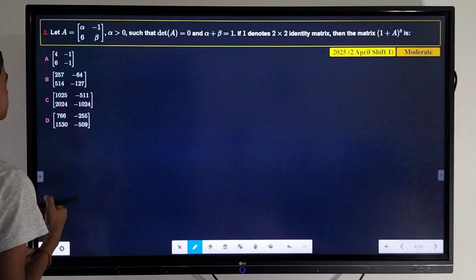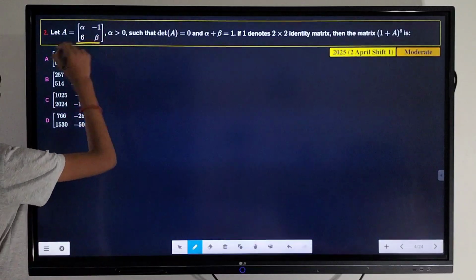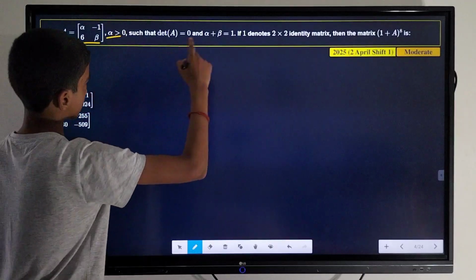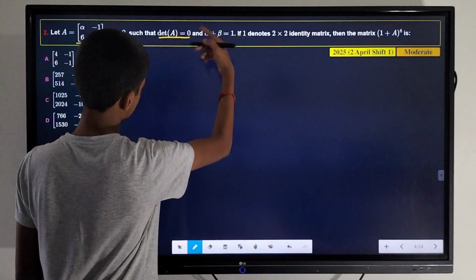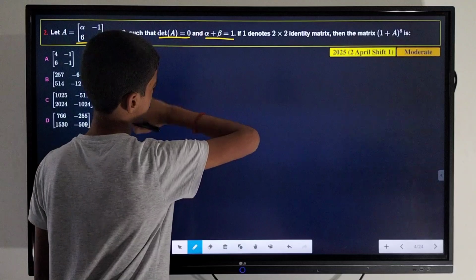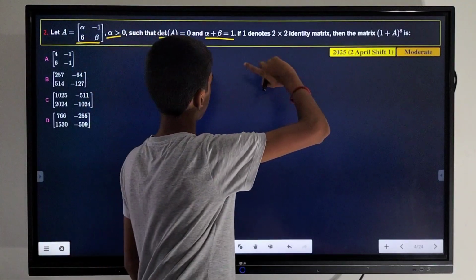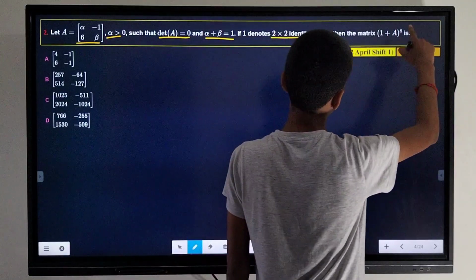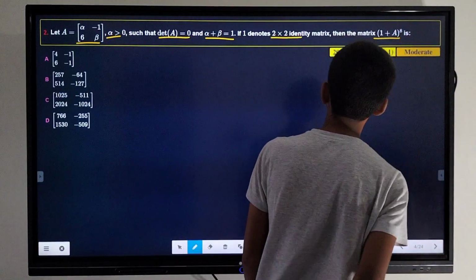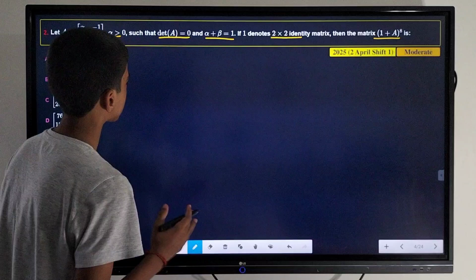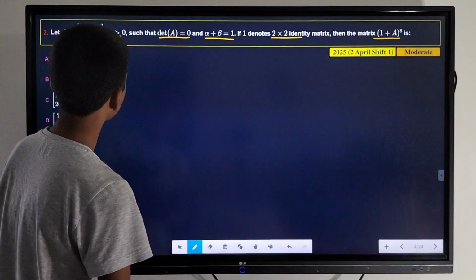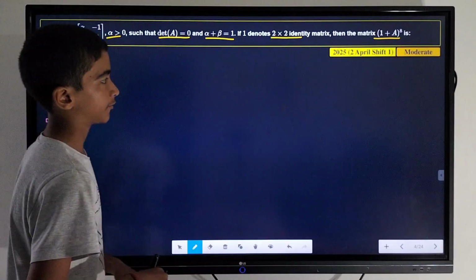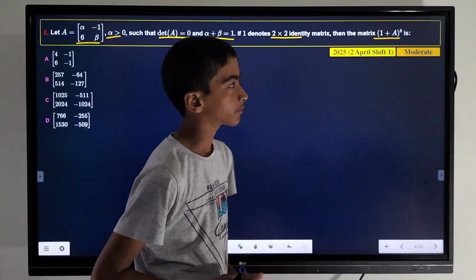This time our question says, let A is equal to this matrix, alpha is greater than 0, such that determinant of A is equal to 0 and alpha plus beta is equal to 1. If I denotes 2 cross 2 identity matrix, then the matrix I plus A raised to power 8 is. So here in this question, first we will use these two equations to find value of alpha and beta. Then we will evaluate the required expression.